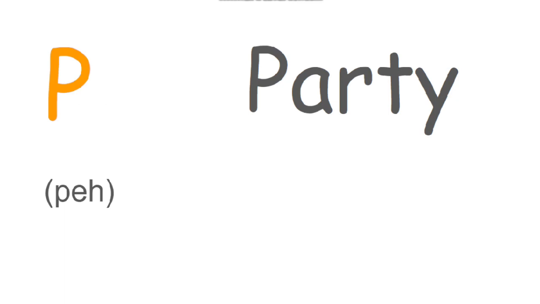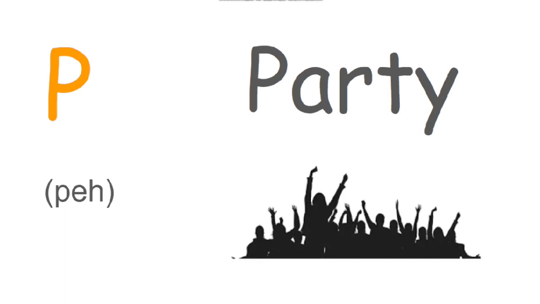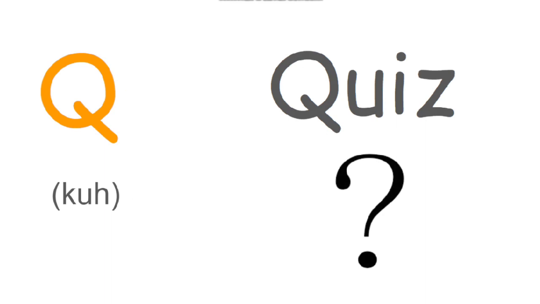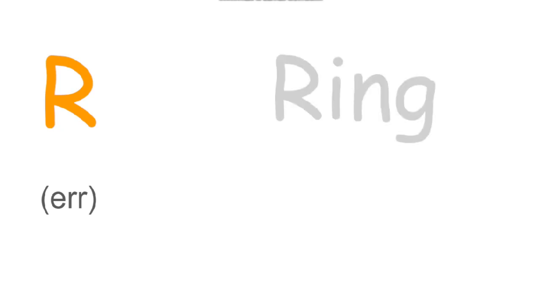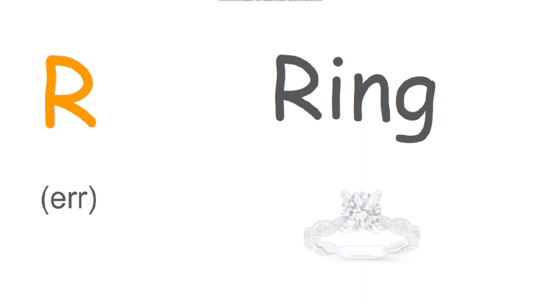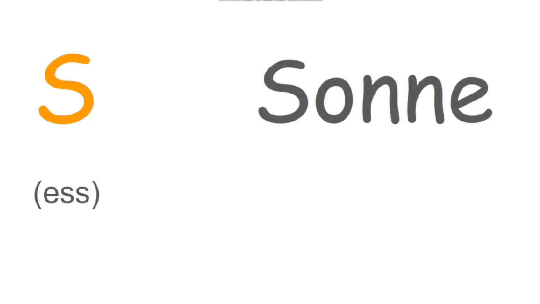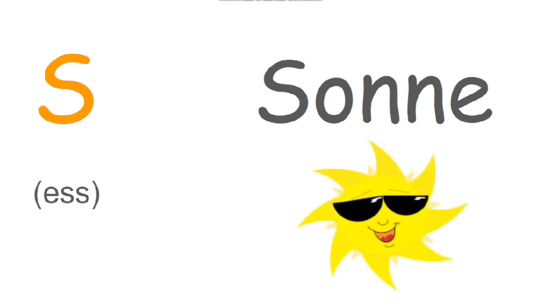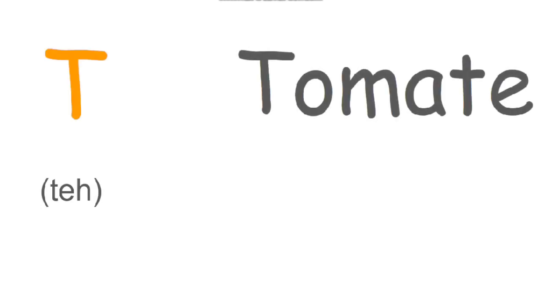The German word with the letter P is Party. Party. Next letter is Q. The German word with the letter Q is Quiz. Quiz. R. The German word with the letter R is Ring. Ring. Next letter is S. The German word with the letter S is Sonne. Sonne, which means sun. And the other letter is T. The German word with the letter T is Tomate. Tomate, which means tomato.